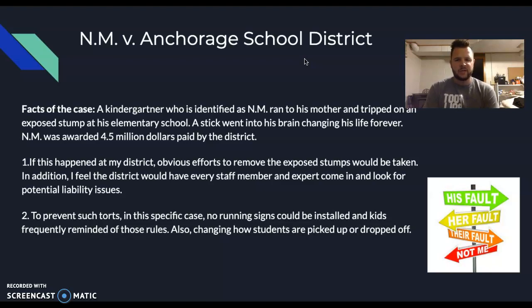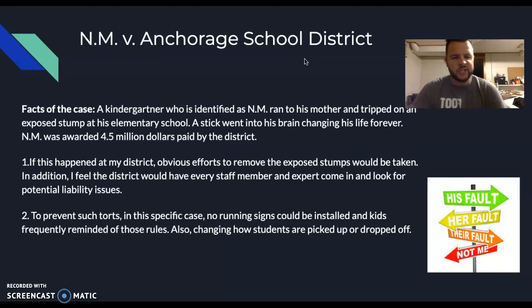So if this happened at my district, there would be obvious efforts to remove the exposed stumps. But in addition, I feel the district would have every staff member, and even bring in experts, come in and look for potential liability issues. And to prevent such happenings, in this specific case, aside from taking out the tree stumps, no running signs could be installed. And then there could be teachers who frequently told the kids of these rules. That way, I think that would absolve the district of more liability if they were constantly reminding students of this and had signs posted.